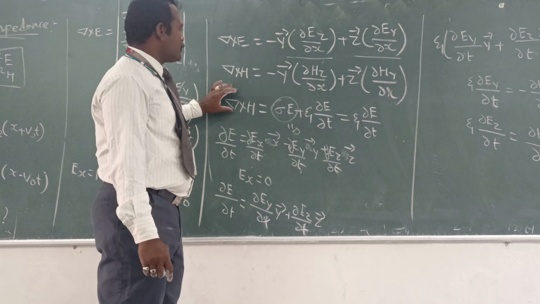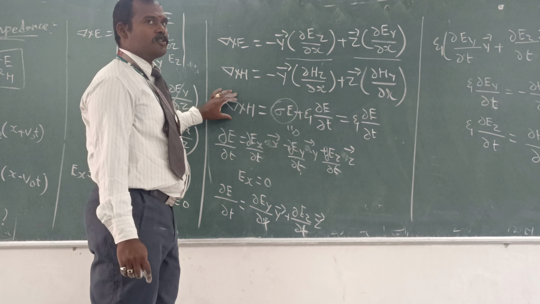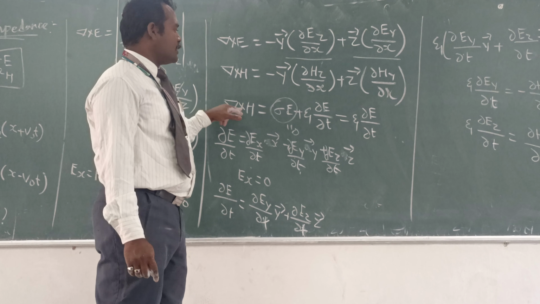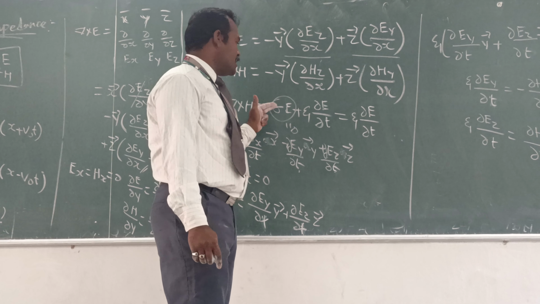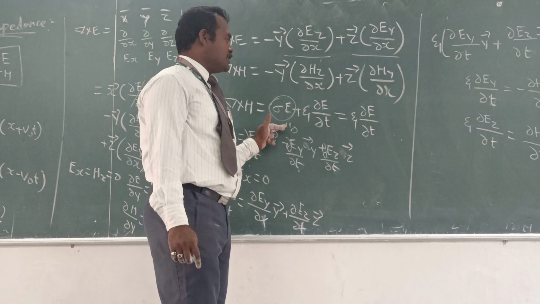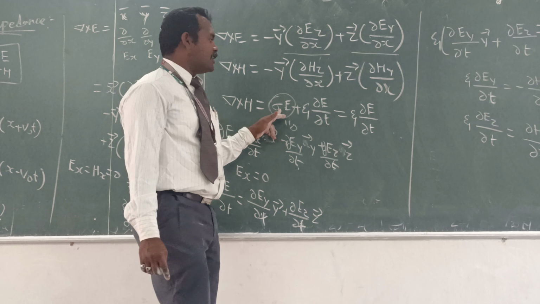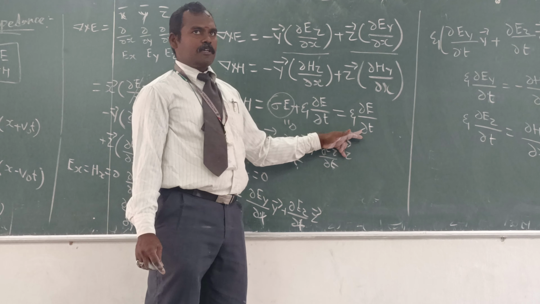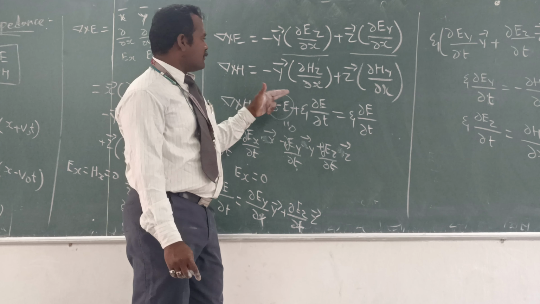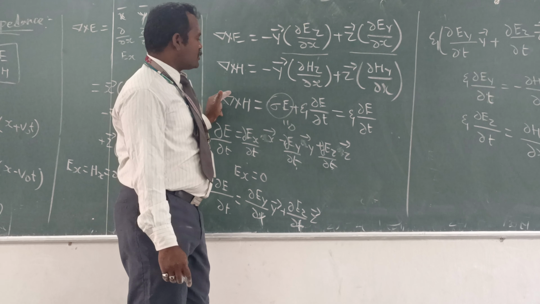Similarly you need to consider another expression from the Maxwell equations. Del cross H is equal to σE plus ε ∂E/∂t. But here the conductivity is 0 in free space, so the equation is modified like that: ε ∂E/∂t. So you can compare these two equations. The LHS of both is the same.